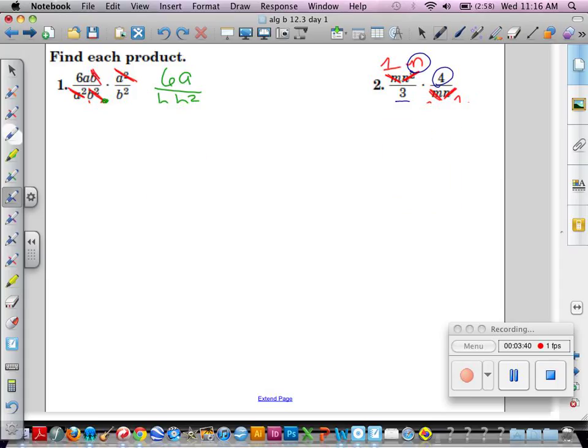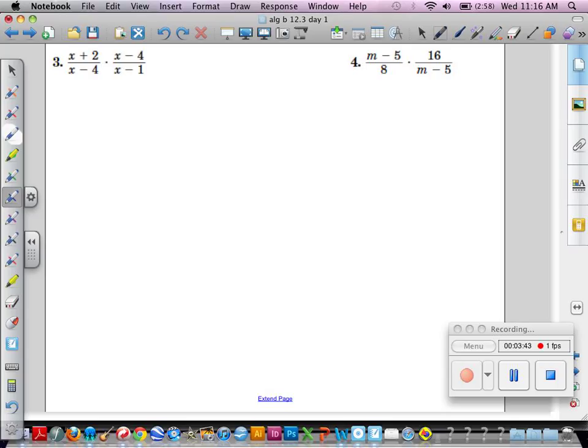Let's take a look at example number 3. All right, x plus 2 quantity over x minus 4 quantity. So those are really together in one grouping here, people. And that's times the quantity x minus 4 over the quantity x minus 1. So those also have parentheses. So now you need to cancel the parentheses is what you need to do here, people. And so you're probably already digging in. The x minus 4s, one on top and one on the bottom. So that leaves you with x plus 2 over x minus 1.